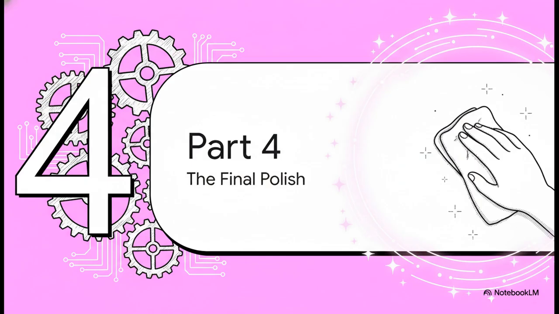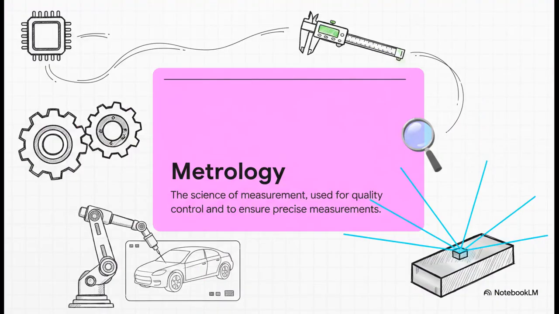But now comes maybe the most critical test of all: quality. Welcome to Part 4, the final polish, where we make sure our creation isn't just built, but that it's built perfectly. The key to perfection has a name you might not have heard before: metrology. It's the science of measurement, but it's been elevated to a total art form. Using things like lasers and high-speed cameras, computers scan every single millimeter of the finished product, comparing it against the original digital blueprint to hunt for any deviation, no matter how tiny.